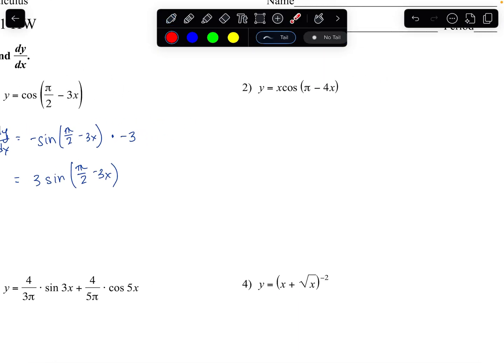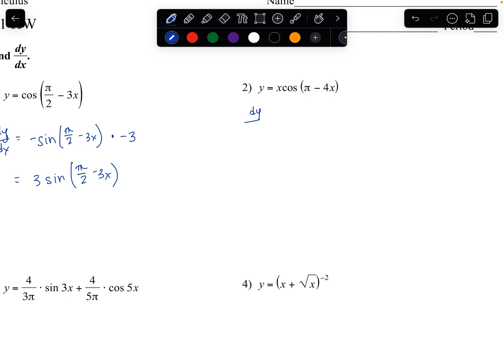For 2. Now, multiple rules are going to have to happen here as well, because I not only have the inside part of this cosine function, there's also a product here, a product between x and cosine, which means I have to use the product rule. The product rule is kind of the first thing that needs to go here, because the product happens before I take the derivative of cosine of pi minus 4x. So the product rule is what I'm going to start with first.